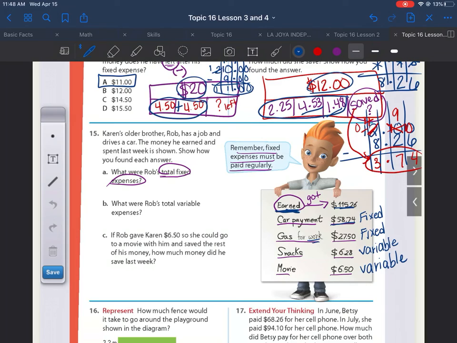Notice that when it says earned, I didn't put fixed or variable because he's not spending it. Earning means that he's getting money, okay? And when we're talking about expenses, fixed or variable is when you're spending the money, when you're going and buying things or purchasing, the same thing, right? Buying things or you're using your money. So it says, what were the total fixed expenses? For the fixed, we had $58.74. And then we also had the $27.50.